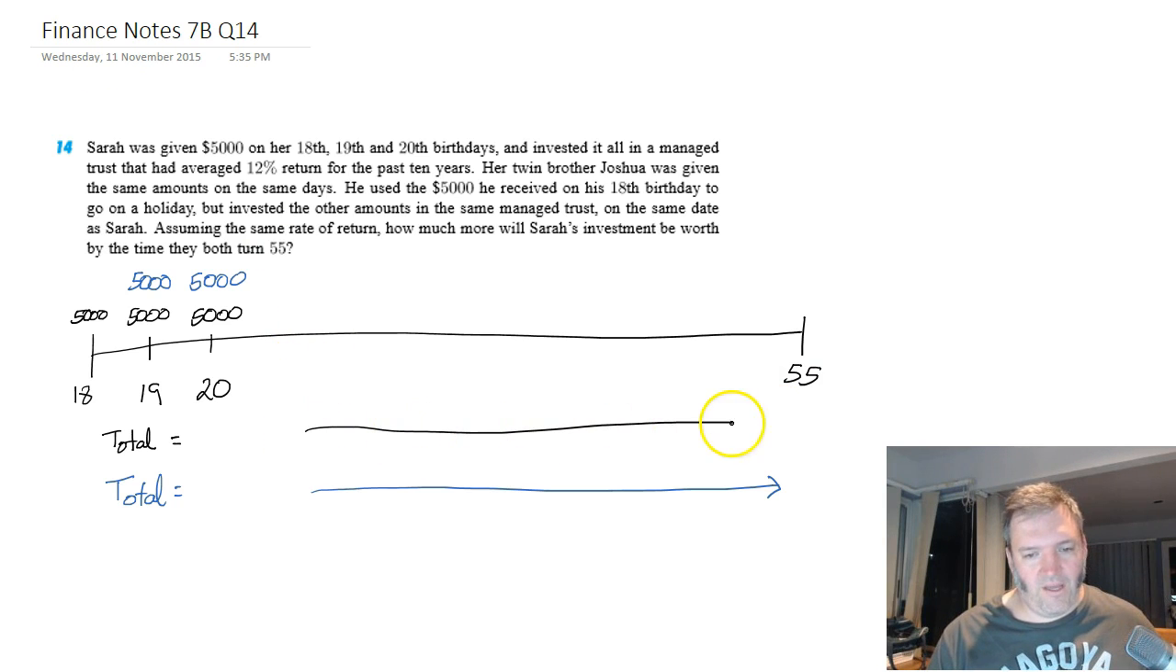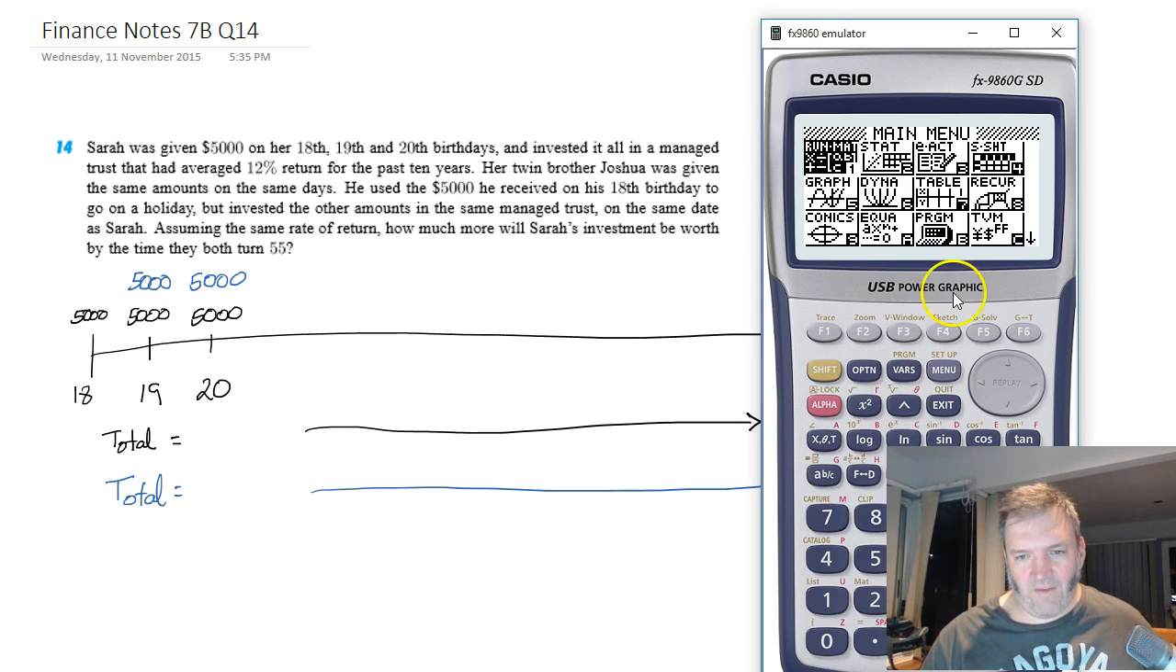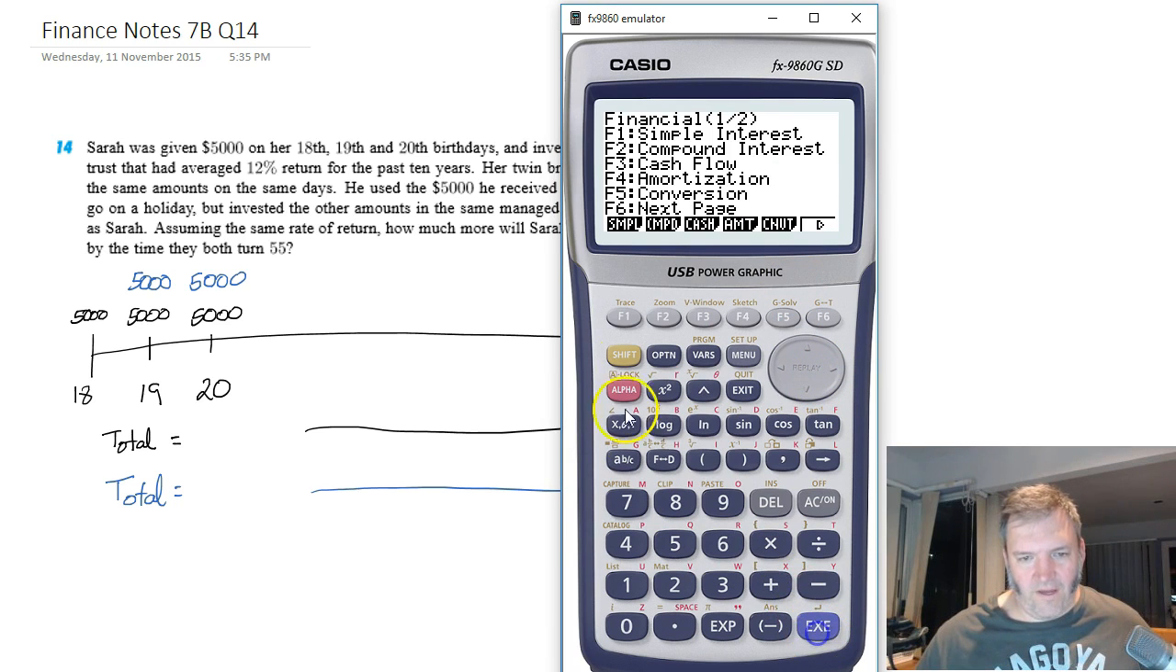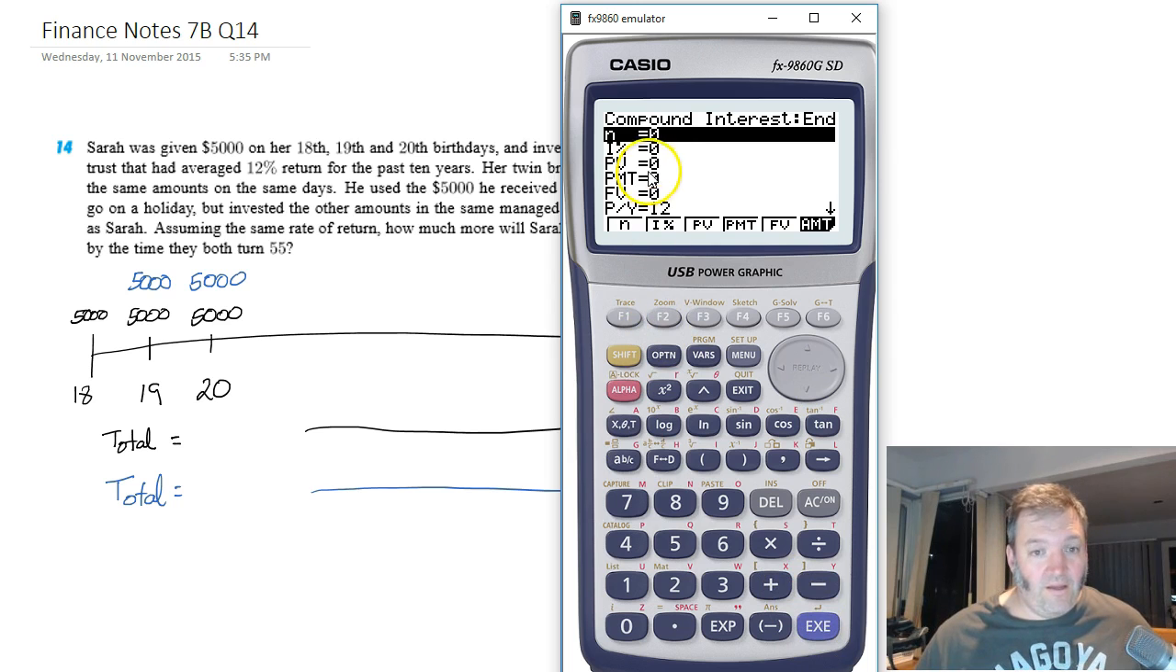But first up, what have we got here for Sarah? She puts $5,000 in, then she pays another $5,000, then she pays another $5,000. If we get our little calculator up, we're going to go to TVM Solver. I'm just going to move that across a little bit so you can see everything that's going on. TVM Solver, compound interest, here we go. So first up, the number of years. 18, we're only going to go to 20. So this is 18, 19, 20. So it's only going to be for 2 years that it's going to be in there. The interest rate is 12%. So we've got that there.